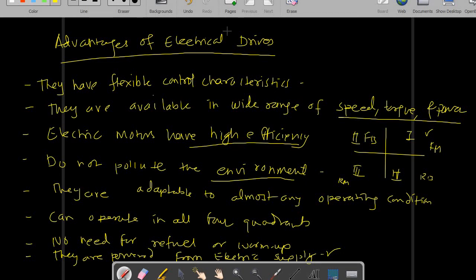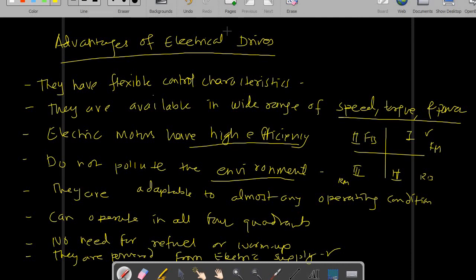What are these advantages? The first one is they have flexible control characteristics. Second, they are available in a wide range of speed, torque and power. Third, electric motors have high efficiency. Fourth, they do not pollute the environment. Fifth, they are adaptable to almost any operating condition. Then they can operate in all four quadrants. Then there is no need for refueling or warm up, and they are powered from the electrical supply.